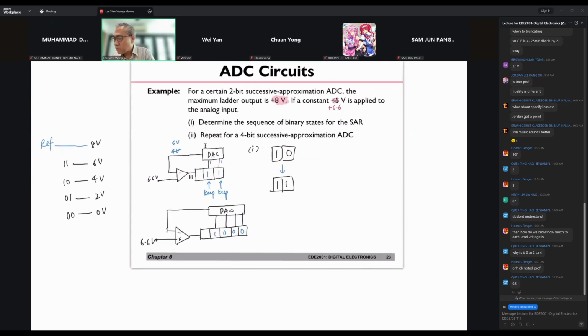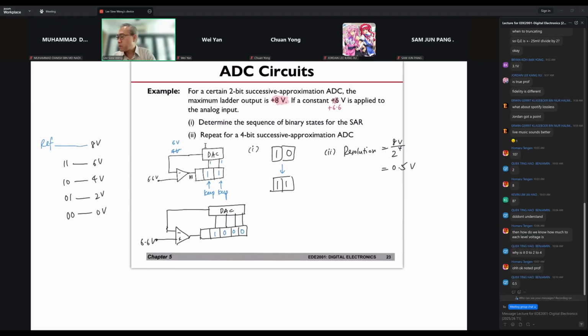In the second case, the resolution will be 0.5 because it will be 8 volts divided by 2 to the power of 4. So that will be 0.5. We are right on that. Now, we are going to start off with 1000.